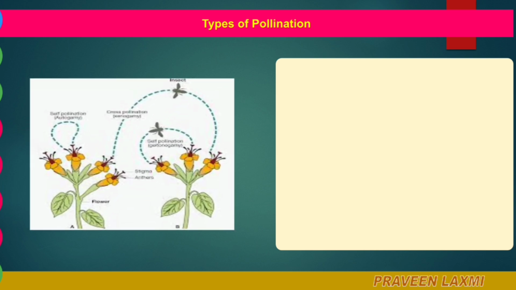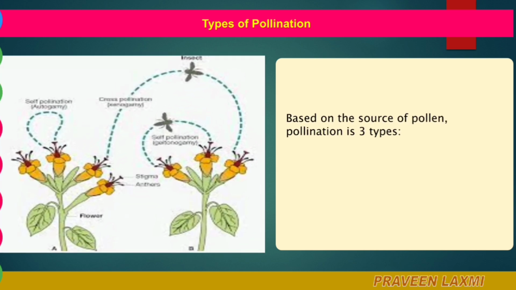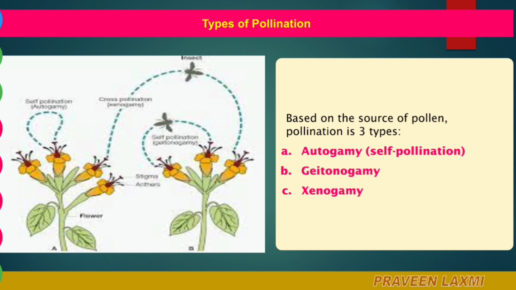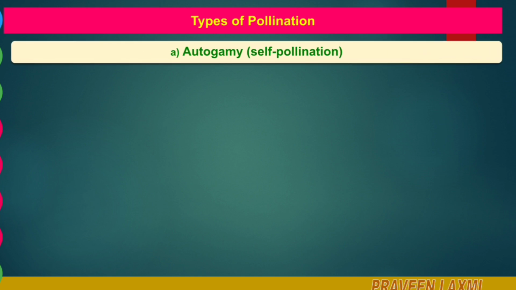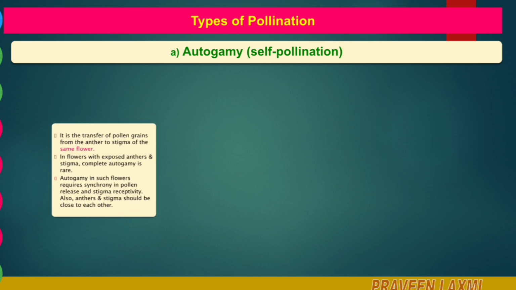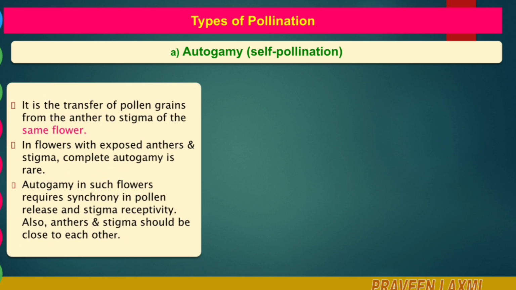Types of pollination. In nature, we can say there are three types of pollination. One is autogamy, which is also called self-pollination, geitonogamy, and xenogamy. So let us discuss these one by one. The first that we are going to discuss is autogamy. Auto, what do you mean by auto? It's nothing but self, right? So self-gamy is a pollination. The transfer of pollen grain from anther to stigma of the same flower, we call it autogamy.